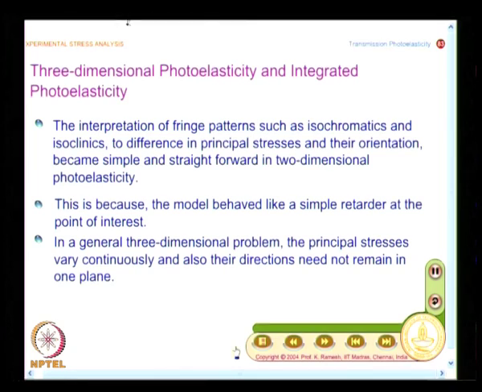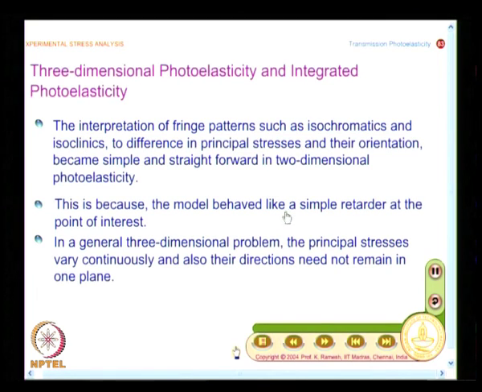Now, let us look at how we can go and analyze three-dimensional problems. So, we have three-dimensional photoelasticity, and it is important to look at the interpretation of fringe patterns such as isochromatics and isoclinics to difference in principal stresses, and their orientation became simple and straightforward in two-dimensional photoelasticity. We had no difficulty at all. Why is it so? How have we been able to find out that isochromatics represent sigma 1 minus sigma 2 contours, and how isoclinics represent the principal stress direction contour.